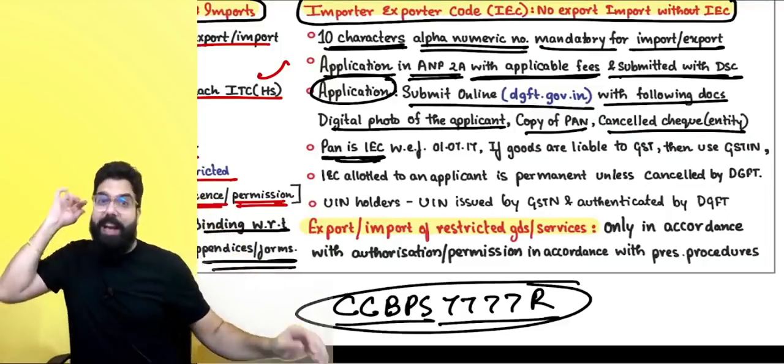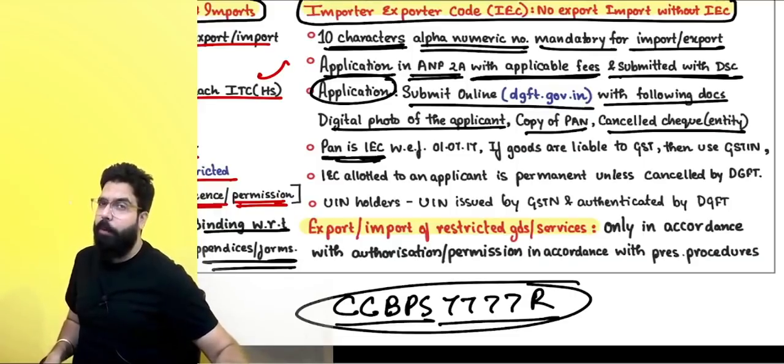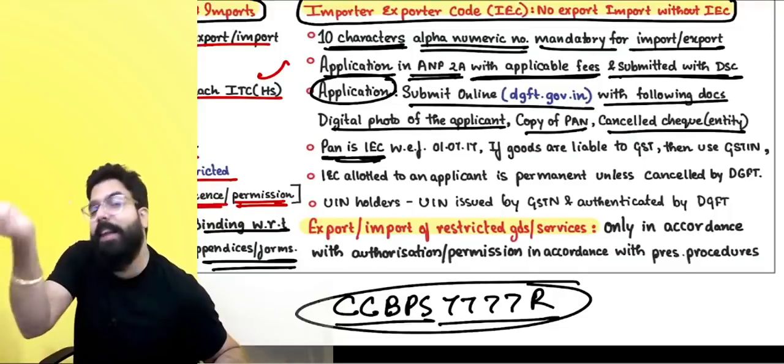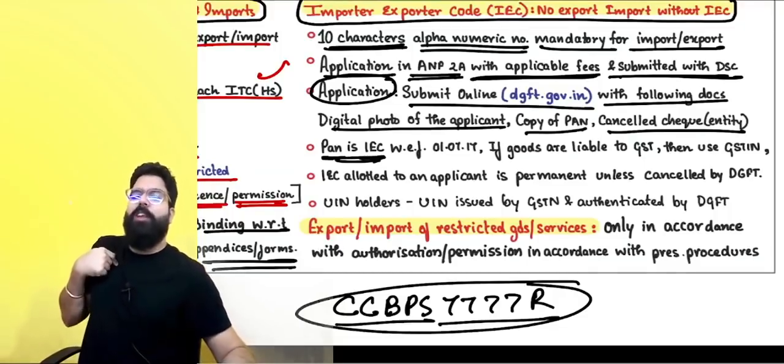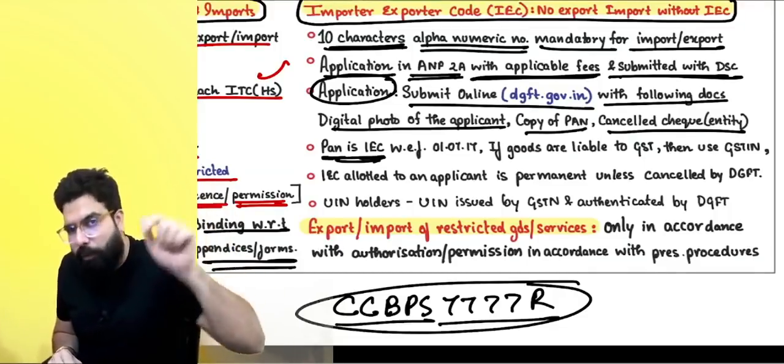But sir, I have a PAN number. Can I use it as an import export code? No, Baba. First you apply. Then your PAN only they will allocate to you as your import export code. But you have to apply for it.